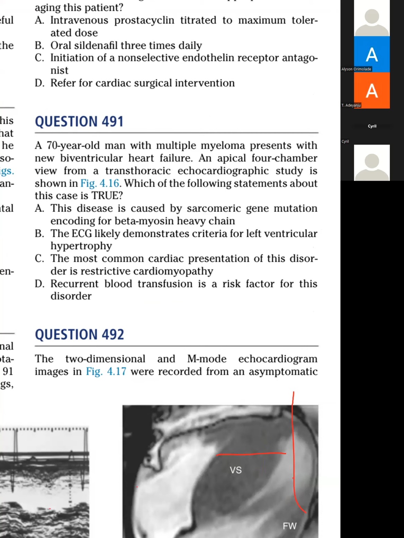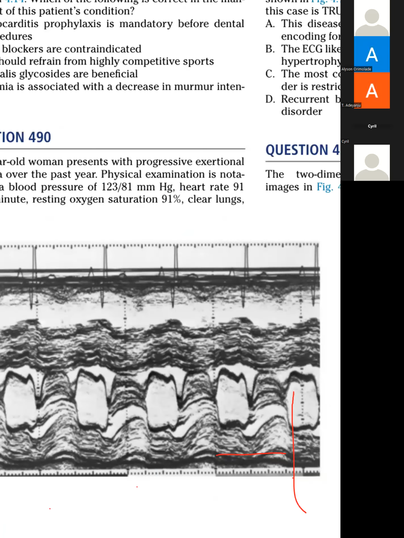Yes, 491. A 70-year-old man with multiple myeloma presents with new biventricular heart failure. An apical 4-chamber view from a transthoracic echocardiography study is shown in figure 4.16. Which of the following statements about this case is true? Maybe we look at the echocardiography image and then look at the options.